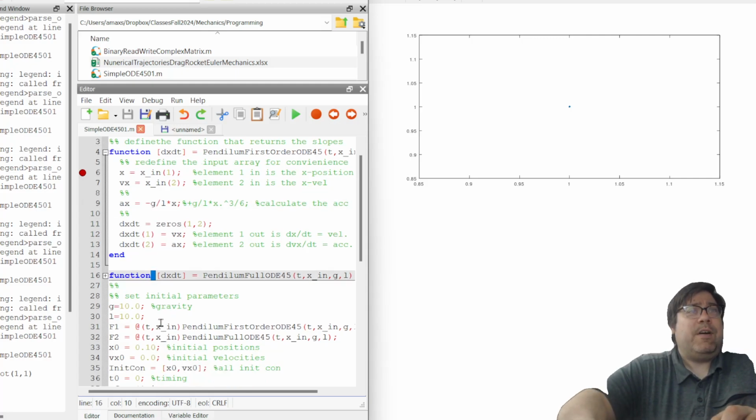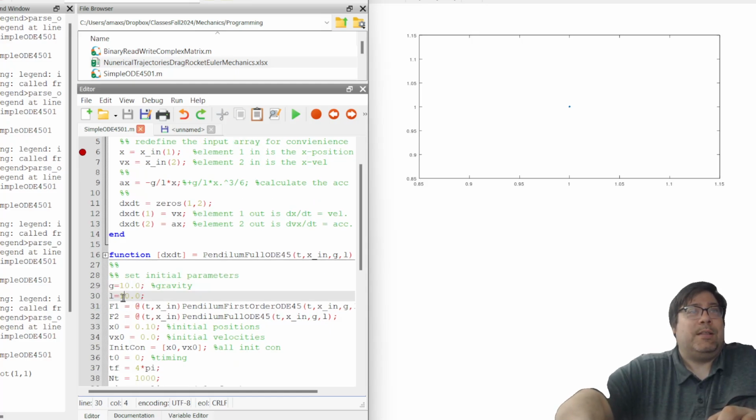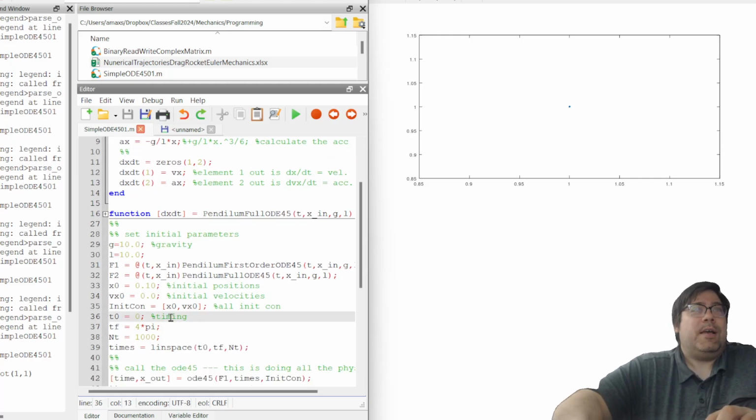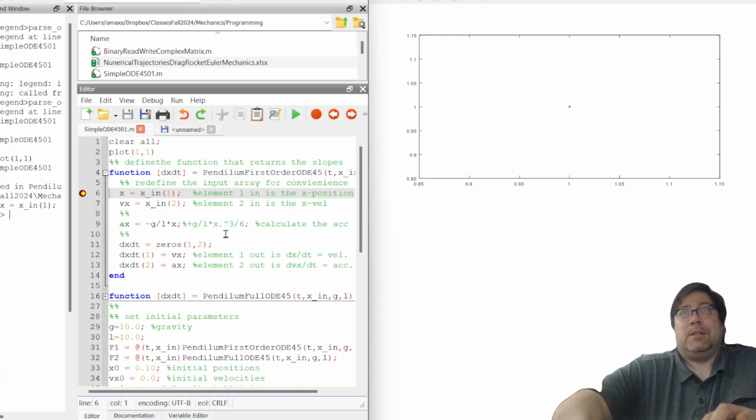And so then I can define g and L. I'm just going to make them 10 and 10 just to make life easy. These are not real numbers, right? This would be 30 feet long, and gravity is not 10, it's 9.8, but close enough for what we want to do. And we can define things like the initial position, the initial velocity, and the time span we want to go, right? And then I can just say, solve this ODE. ODE just means an ordinary differential equation. So solve the ordinary differential equation and show me what it looks like. All right. And let's see.